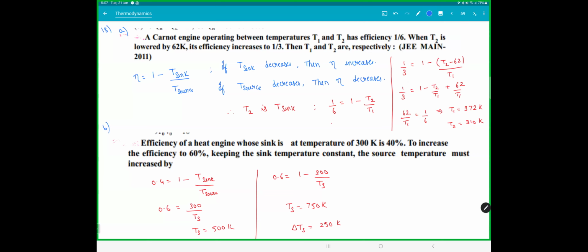Let's see the next one. Any doubts on this page? Perfect. Next one.